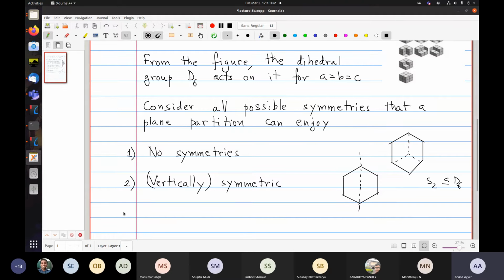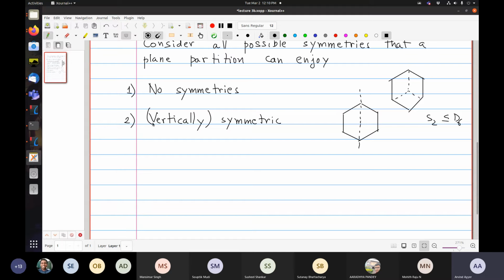Then we get to more complicated things. You have cyclic symmetry. These are called cyclically symmetric.